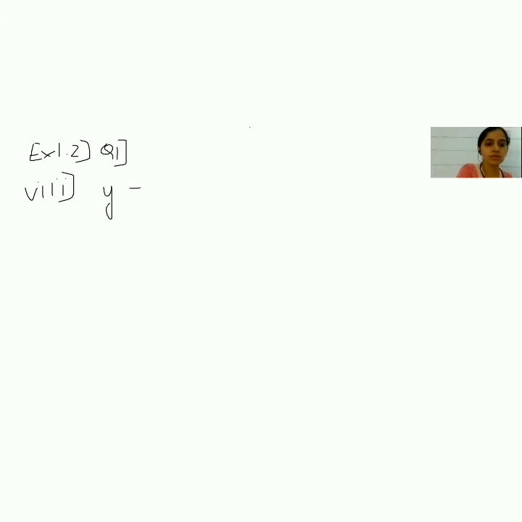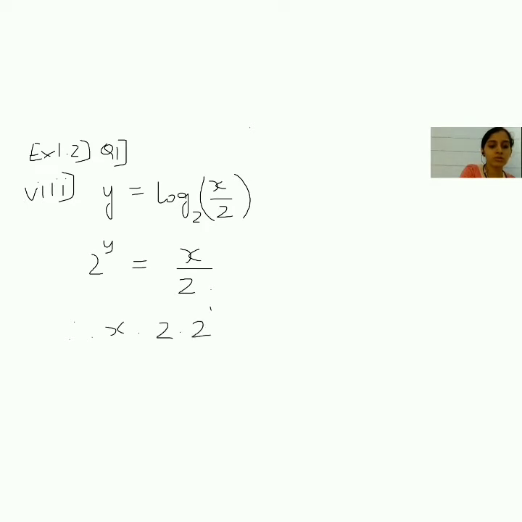So I'm taking the 8th one now. y is equal to log of x by 2 to the base 2. Let us express this as x equal to. So how will we do that? This will be 2 raised to y is equal to x upon 2. Therefore, x is equal to 2 into 2 raised to y.